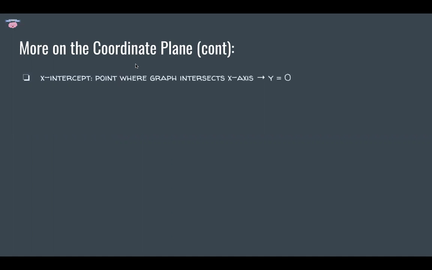So some more coordinate plane. The x-intercept is the point where a graph intersects the x-axis. So if this is the coordinate plane, and let's just say we have some line over here, this would be the x-intercept because that's where it intersects the x-axis. And note that this is also when y is equal to 0, because there is no y value, it's just 0. Now, the y-intercept is the point where the graph intersects the y-axis, which is right here. And this is when x is 0, because there's no x value.